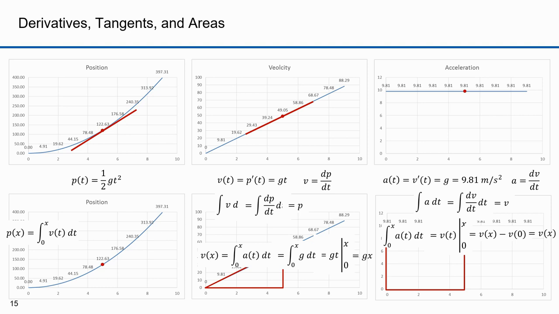And for a specific value x, the integral is expressed this way. P of x is the integral of v of t dt from 0 to x. From the previous derivation, we have that v of t is g times t. Velocity is acceleration times time. The antiderivative of gt is 1 half gt squared, and that equals 1 half gx squared.